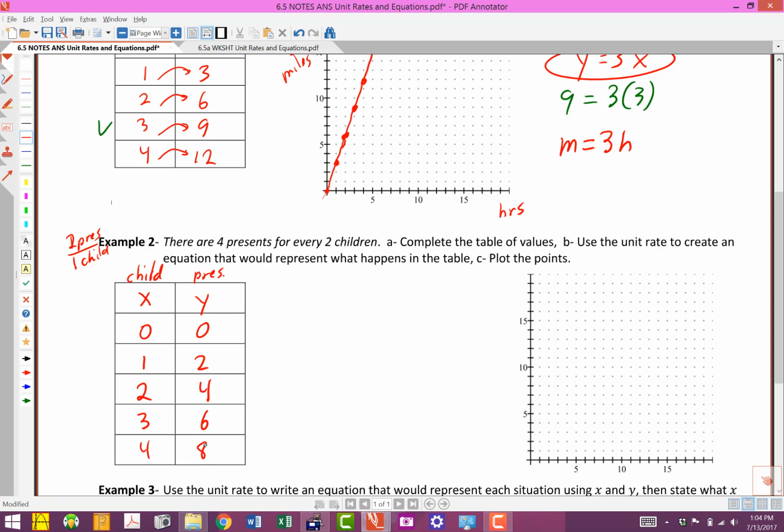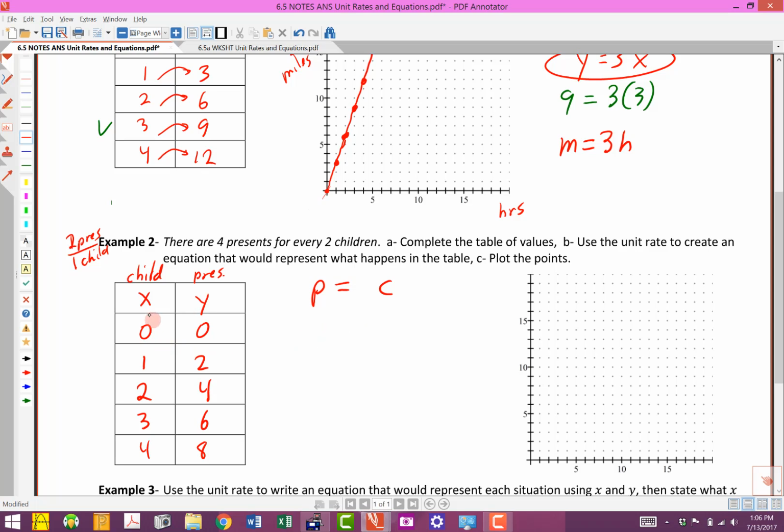Now, could we write an equation? I'm going to do this one backwards. Could we figure out the number of presents from the number of children? So if somebody told us how many children there were going to be, would they be able to figure out how many presents there were?